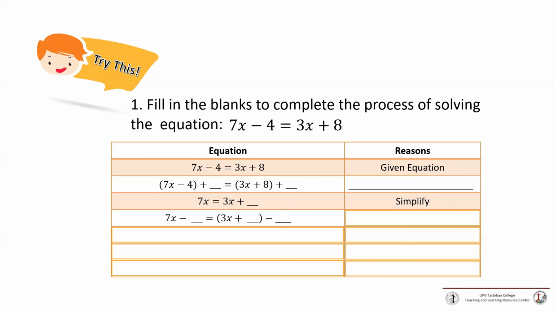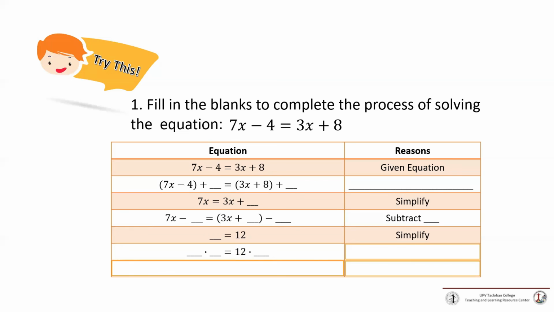And on the next row, we have 7x minus blank is equal to the quantity of 3x plus blank minus blank. Okay? The reason is subtract blank. So what should be that number to be subtracted in both sides? Next, on the left side, blank is equal to 12. And the reason is simplified. So what should be in the blank on the left side?